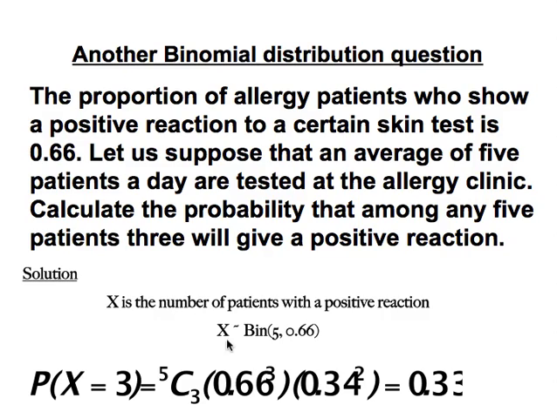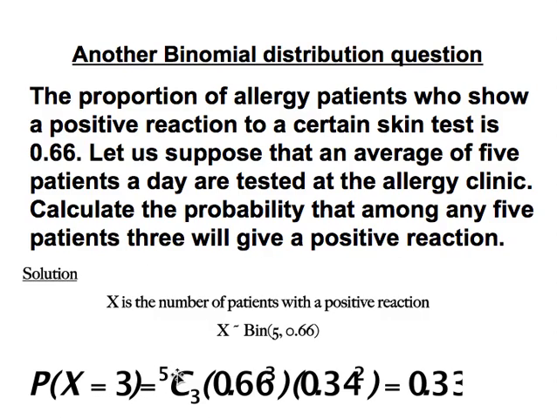All right. Now, X has binomial distribution. We are looking at 5 patients, so N is 5. And the probability of having a positive reaction is 0.66. That's our P. You would have looked at the question and realized that binomial is suitable because the 4 conditions are present. So now we're going to plug these values in our formula. We need to find the probability that X is equal to 3. The number of patients with a positive reaction is equal to 3.